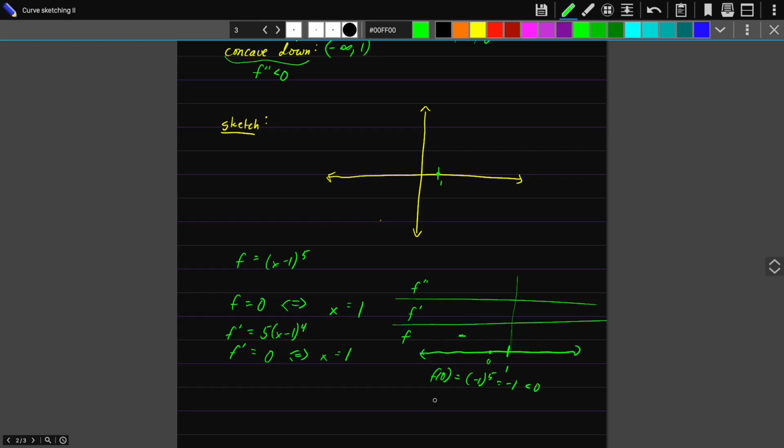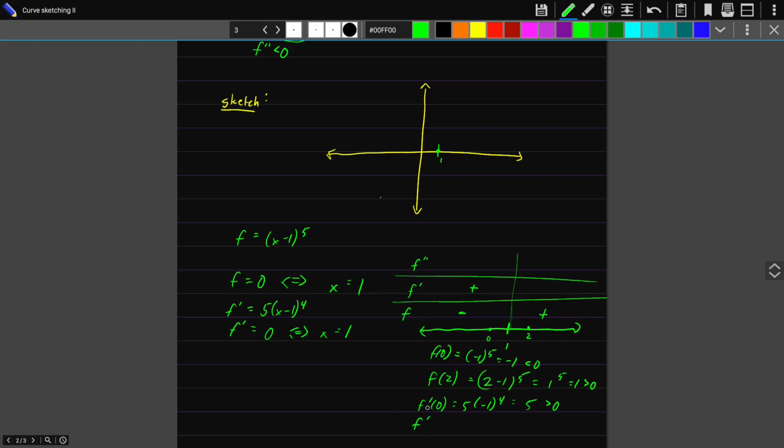All right, so the next thing would be to check what happens when x is greater than 1. So I'll just check at x equals 2. And that gives me 2 minus 1 to the fifth, which would be 1 to the fifth, which is 1, which is greater than 0. So that means that f is positive on this interval. And what about f prime? Well, f prime is 5 times x minus 1 to the fourth, so f prime of 0 would be 5 times minus 1 to the fourth, which would be 5. That's greater than 0, so f prime is positive here.